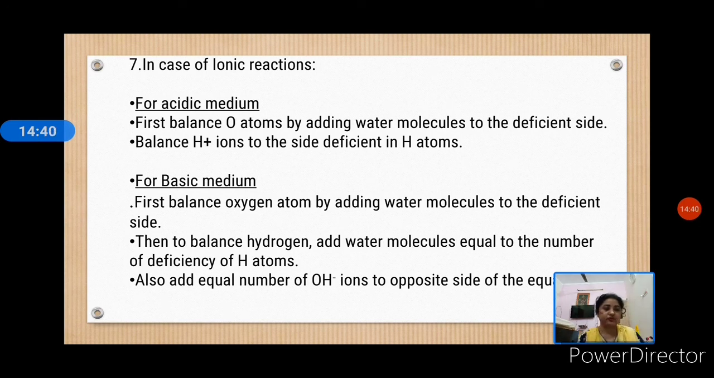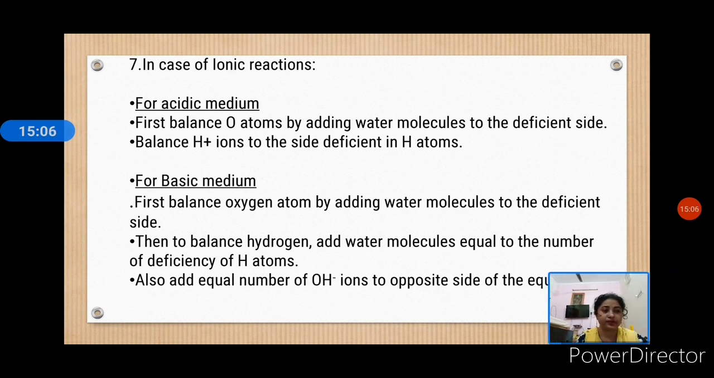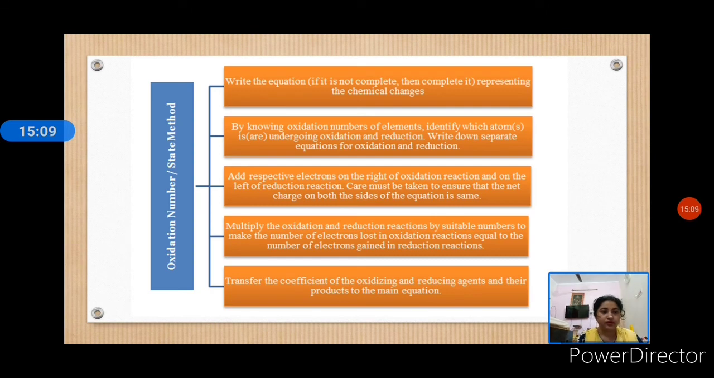And for basic medium, what will we do? First balance oxygen atoms by adding water molecules to the deficient side. Then to balance hydrogen, water molecules are to be added equal to the number of the deficiency of hydrogen atoms. Also add an equal number of hydroxide ions to the opposite side of the equation. These same steps are summarized in a chart.